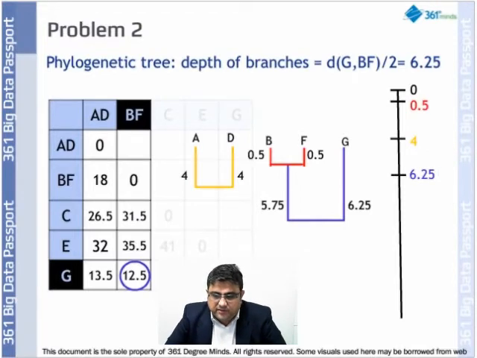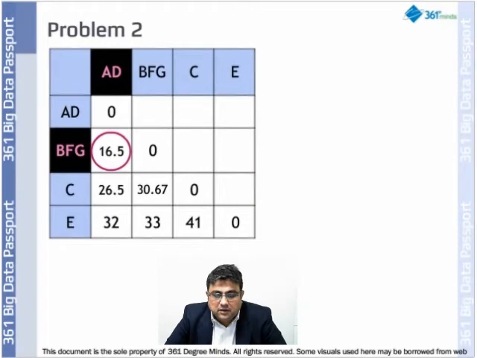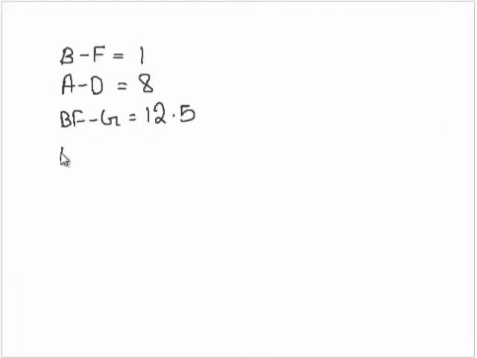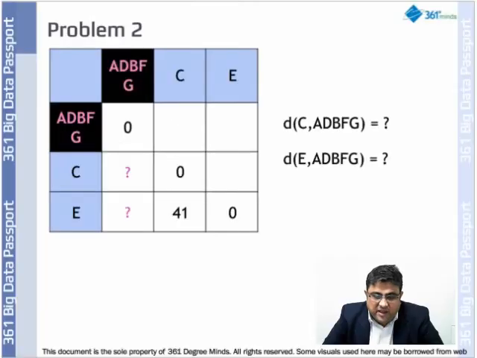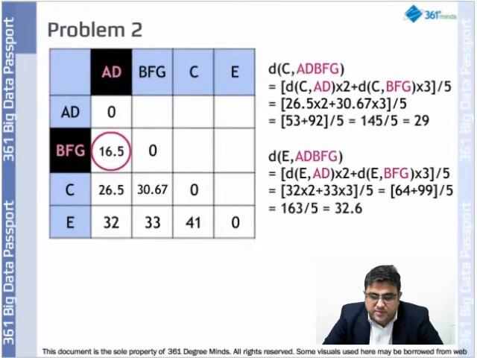Let's now go to the next level. Least is 16.5. We're looking at BFG and AD. So let's write it down. BFG and AD. BFG dash AD is equal to 16.5. Will we have weighted? Of course we will have weighted because we are mixing 3 and 2.